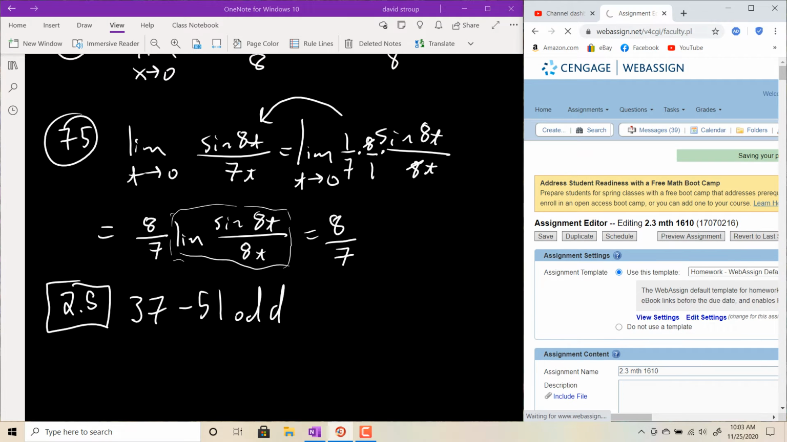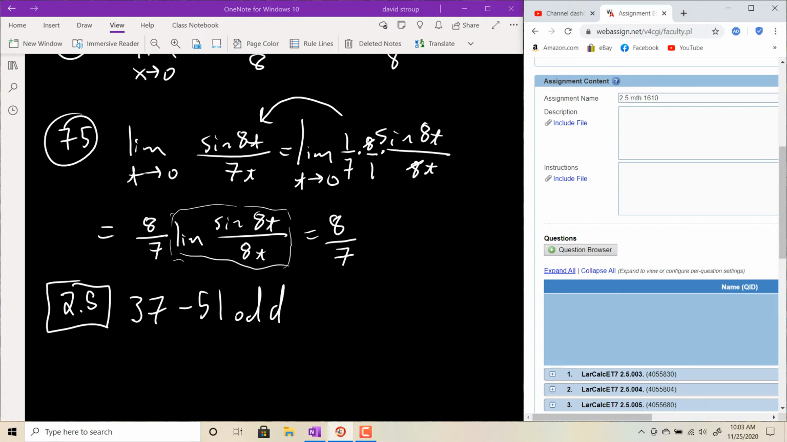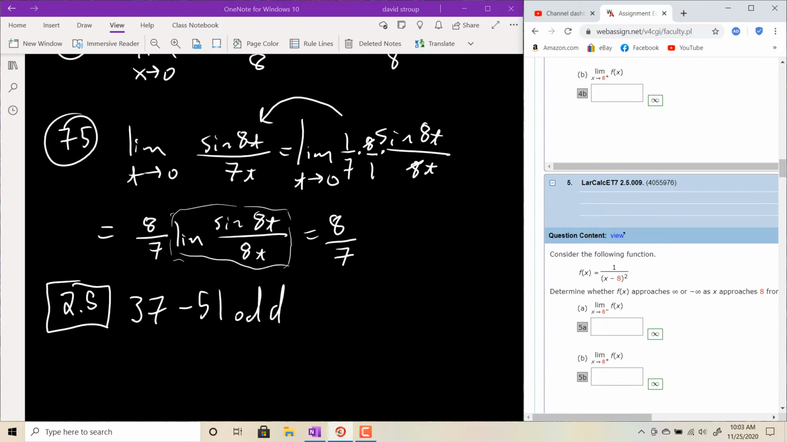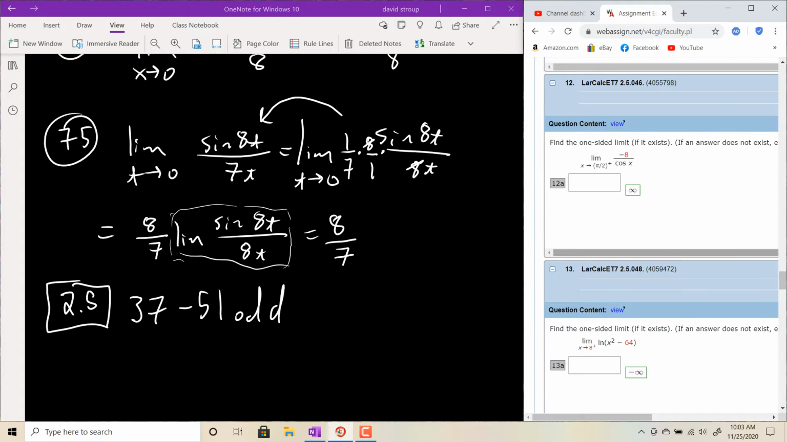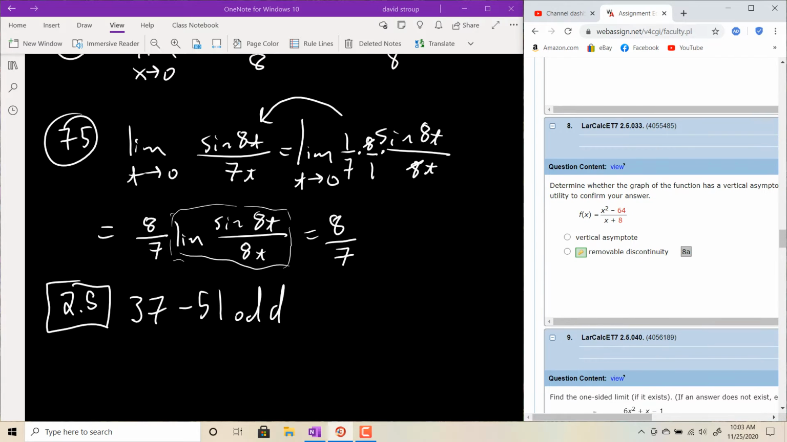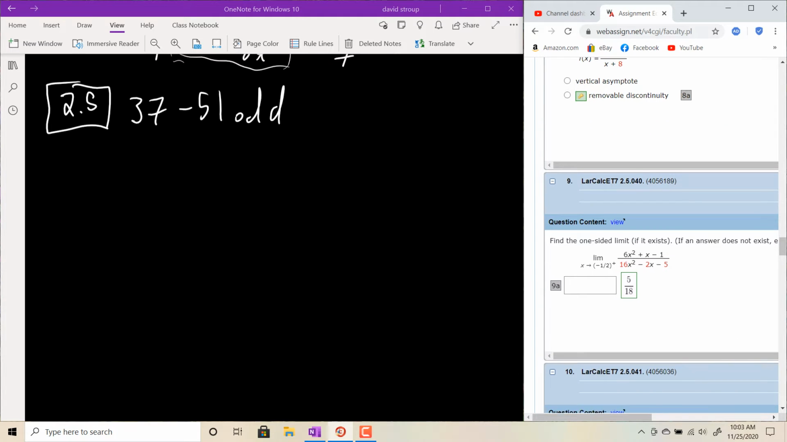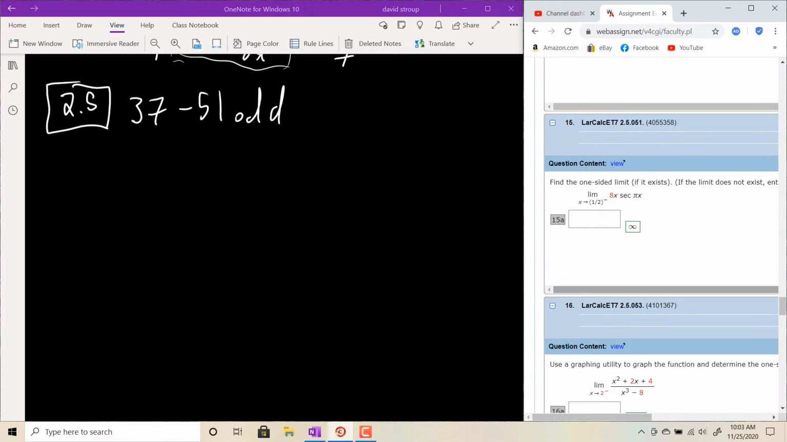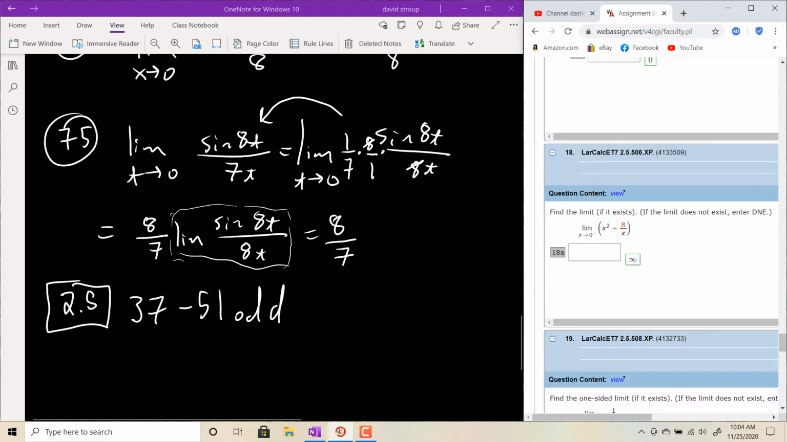So 2.5-ish. Here's 2.5. And expand all. So 37-ish. This is 9. Yeah, okay, so here we go. These one-sided limits. Sorry, just 1 second.